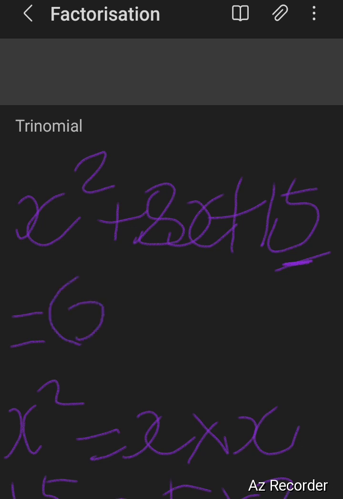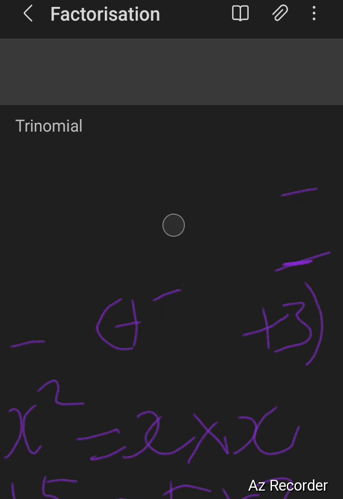So let's put this into practice. Because this is a second degree, you're going to have two brackets, right? So both of our factors will have a positive sign. So it will be x plus 5 and x plus 3. x times x will give you x squared. 5 plus 3 will give you 8. And 5 times 3 will give you 15. Right? So that's how you can factorize the first trinomial. Let's look at the second one.